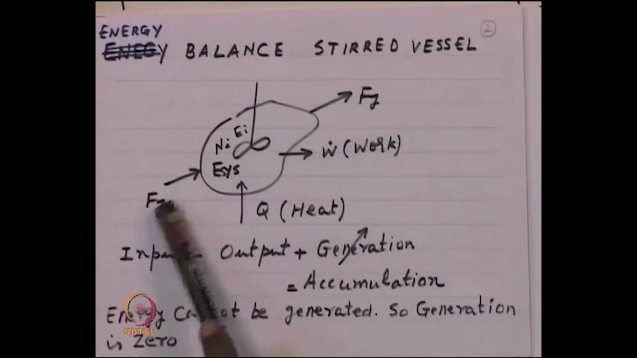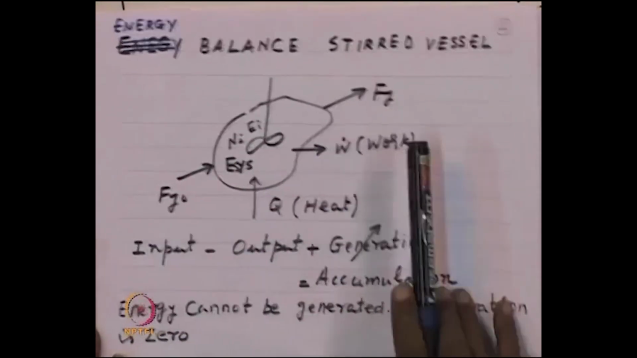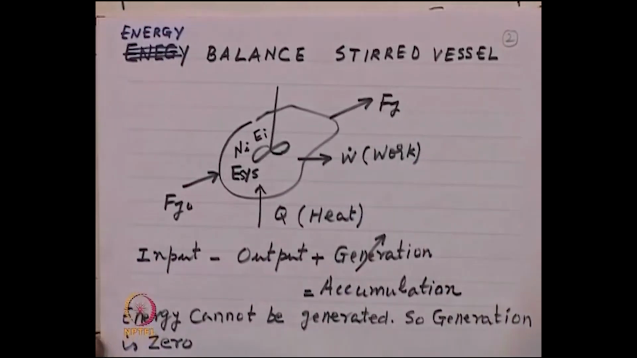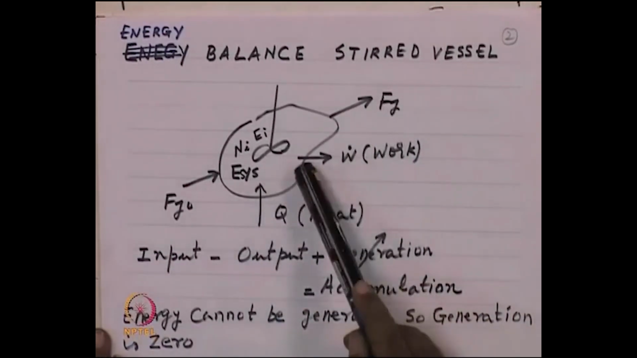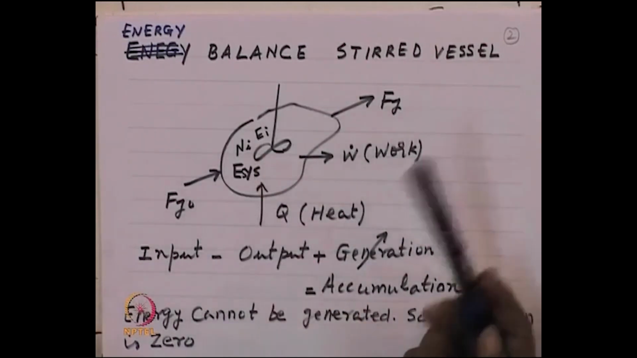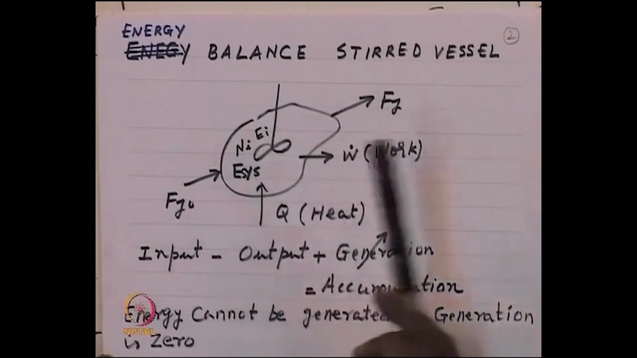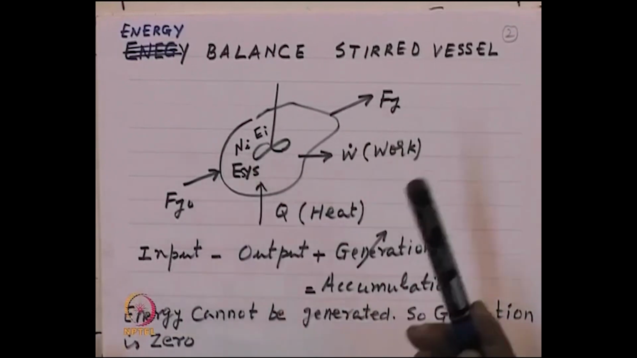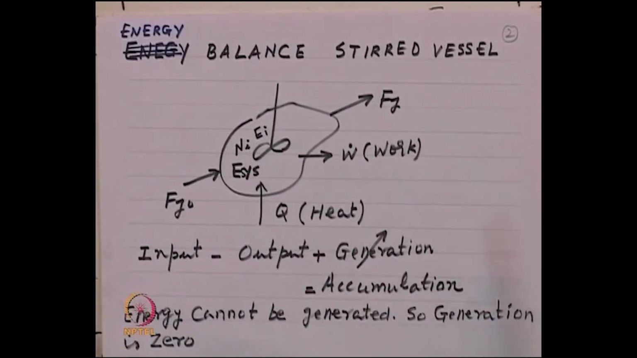You have Fj0 moles coming in, Fj moles going out. You have so much of heat coming in, so much of work coming out. The system itself has Ni moles of component i, each of energy Ei, and the energy of the system we denote as E system.